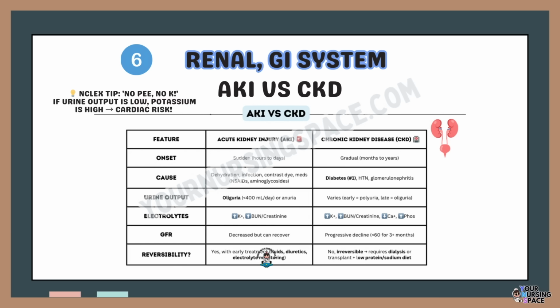Patients with CKD are at risk for fluid retention, hyperkalemia, uremia, toxins in the blood, metabolic acidosis, anemia, and bone disease due to low calcium and high phosphate levels. One key NCLEX tip is no P, no K. If urine output is low, potassium levels rise, leading to hyperkalemia and a high risk for cardiac arrhythmias.